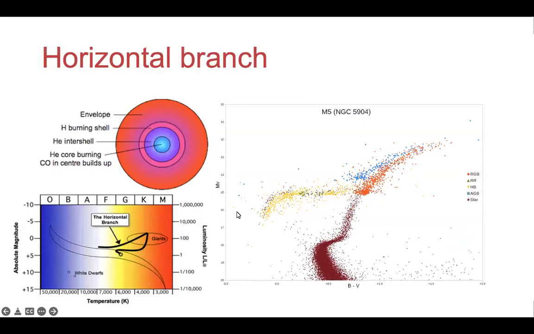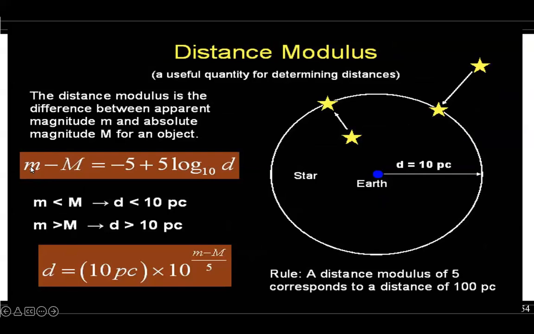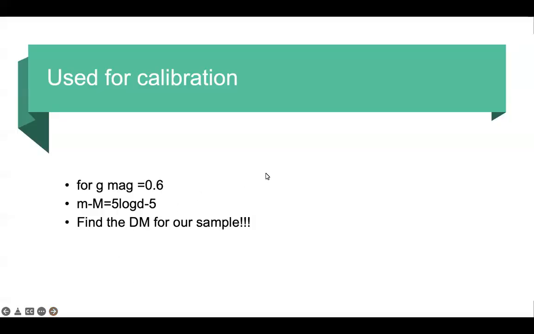So why is this interesting? Because like I told you, the absolute magnitude of these horizontal branch stars is fixed, right? And if we know the absolute magnitude and we know the apparent magnitude, we can do apparent minus absolute to give us the distance modulus. Once you have the distance modulus, you can get the distance to this cluster or the star. And that's exactly what we are going to do today, right? We are going to plot the color magnitude diagram of the globular cluster we were looking at yesterday, find the horizontal branch stars, and use that to find the distance of this cluster.